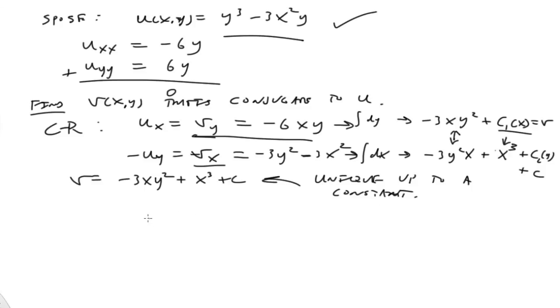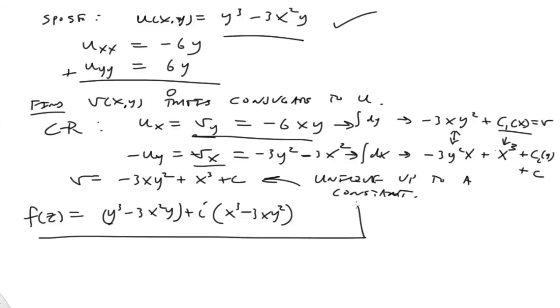All right, so that's nice. So then again, my function f of z is going to be equal to y to the third minus 3x squared y plus i times x to the third minus 3xy squared. Okay, so there is my analytic function. All right. Of course, you're going to always add a constant to that, and it would also be an analytic function. But we'll just pick our constant to be 0.